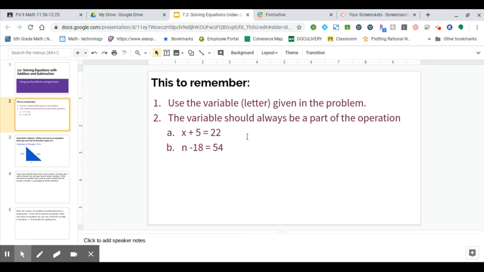The second thing is that the variable is always a part of the operation. A variable never starts out by itself alone on one side of the equal sign. So the first two examples that we see here, we have two equations. We have x plus 5 equals 22 and n minus 18 is equal to 54. In both of them, the variable is a part of the addition or the subtraction taking place. It's not written by itself on one side of the equal sign.